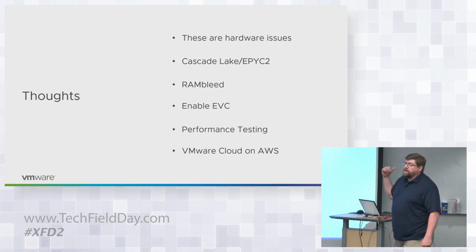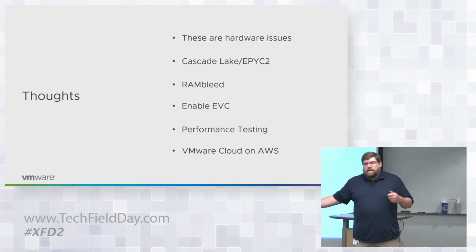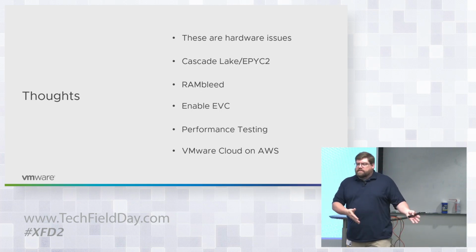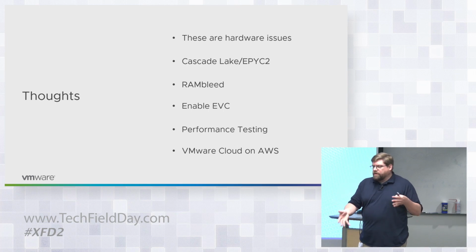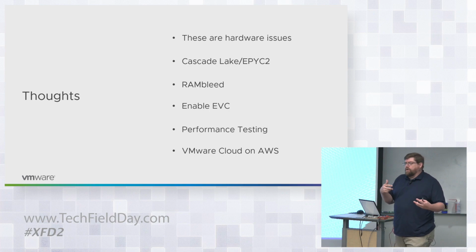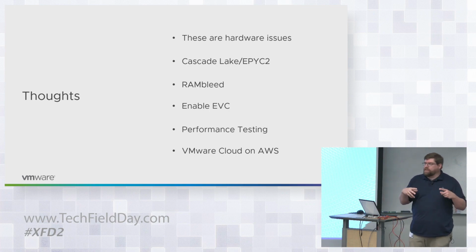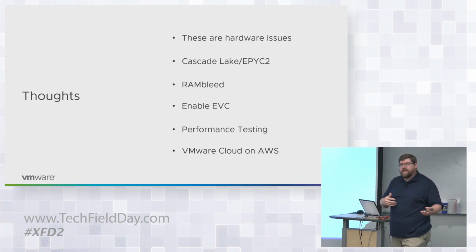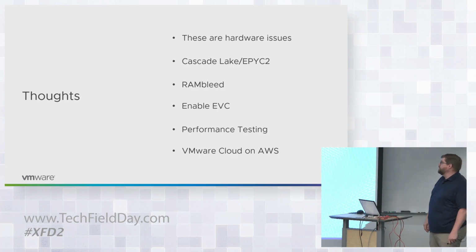EPYC 2, the AMD CPUs. AMD doesn't have all the same vulnerabilities, but they've got other issues. Their interconnects between the CPUs aren't as friendly to things like vSAN, cache coherency. So definitely check out what you're looking to do there.